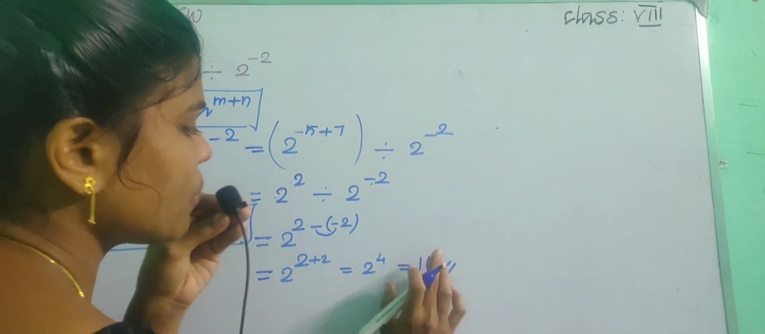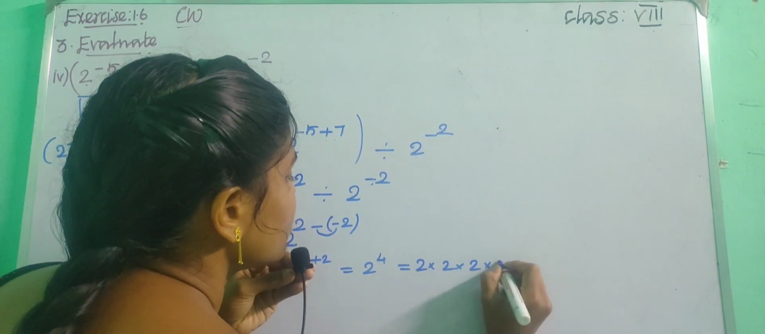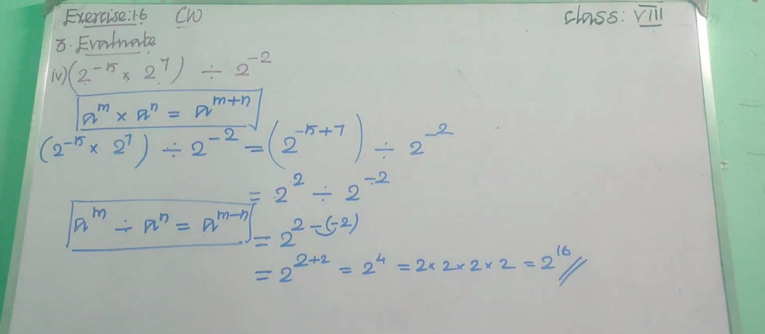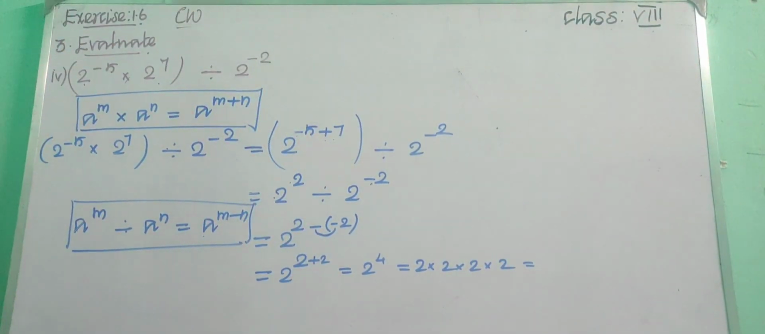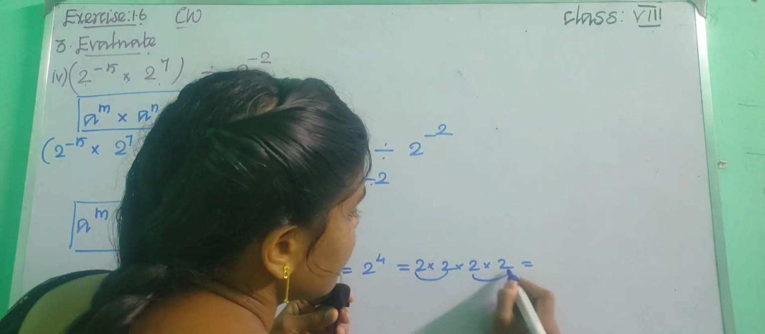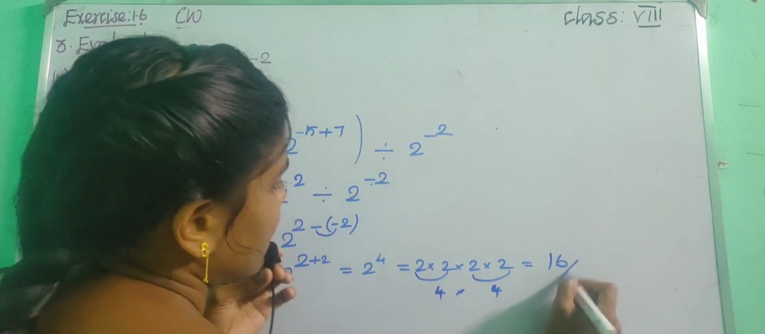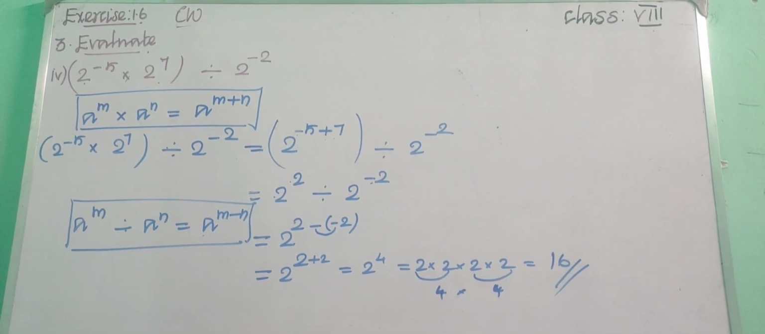Okay, 2 power 4 means how will you write? 2 into 2 into 2 into 2. Sorry, the answer is 16, right? 2 into 2 is 4, 2 into 2 is 4, so 4 into 4 is 16. Okay, so the answer is 16. Okay children, is it clear? Copy this in your classwork notebook.